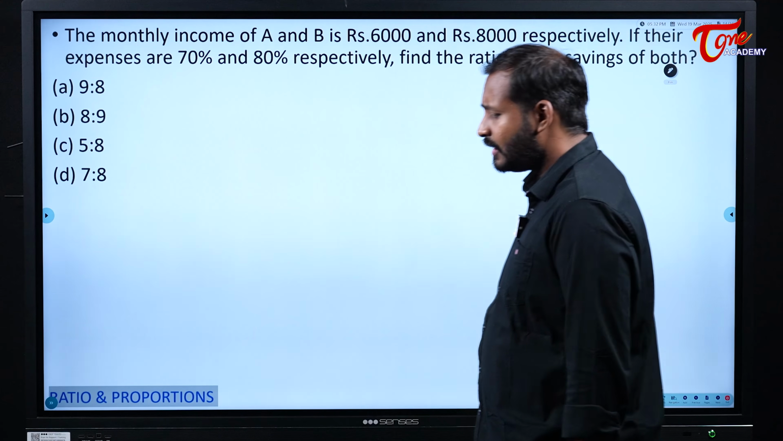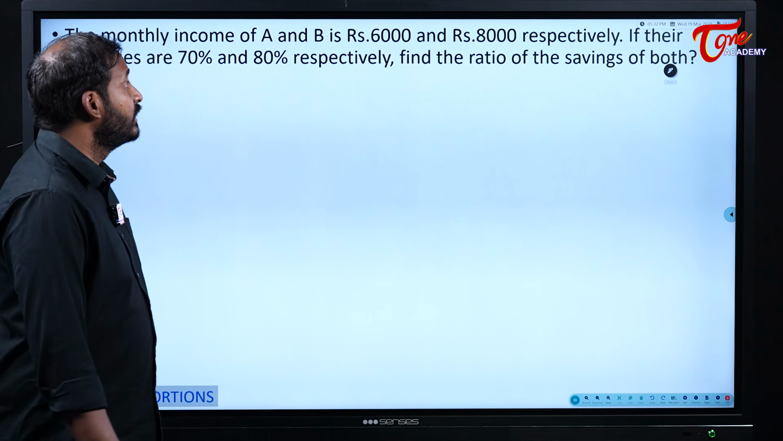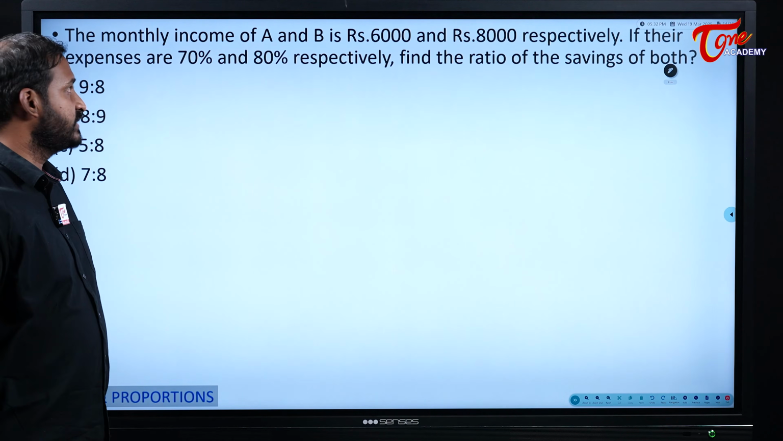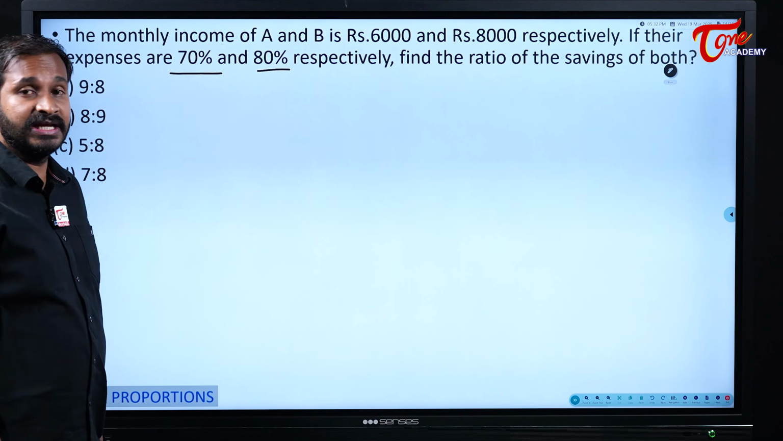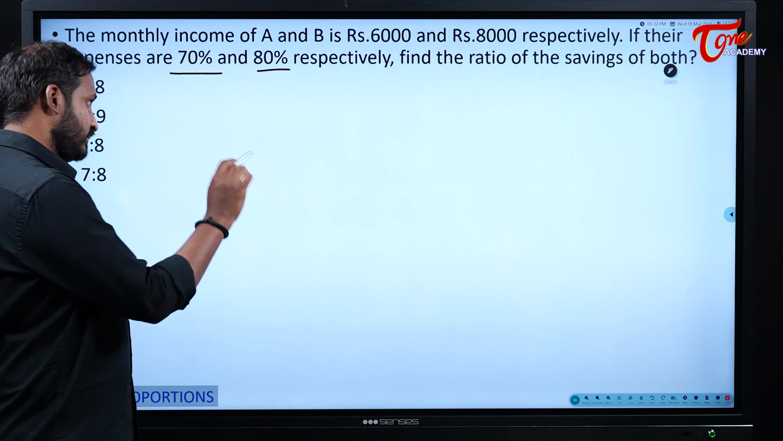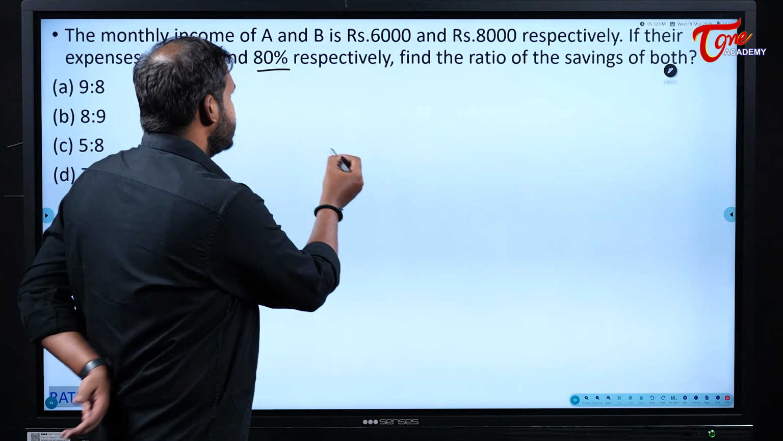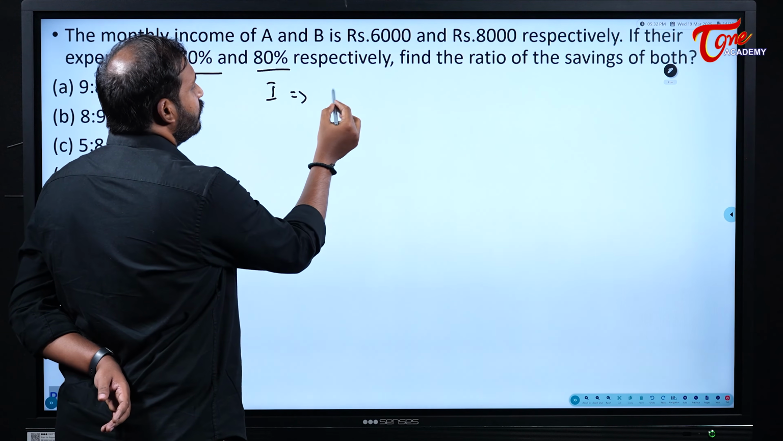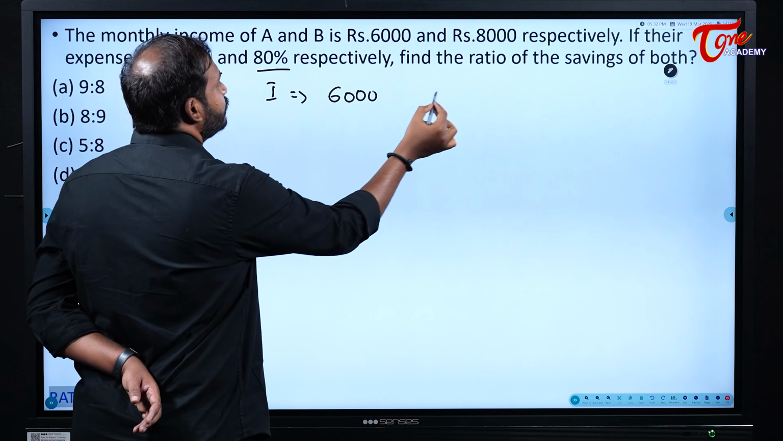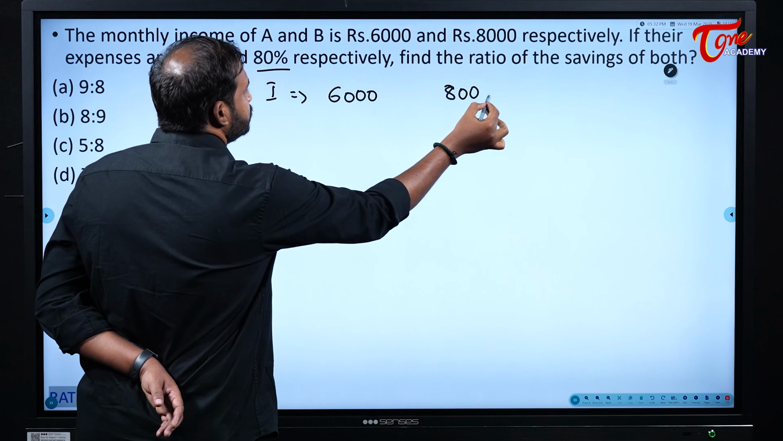Next one. The monthly income of A and B is 6,000 and 8,000 respectively. If their expenses are 70% and 80% respectively, find the ratio of savings of both. See here students, what happens to their income? Incomes are 6,000 and 8,000.